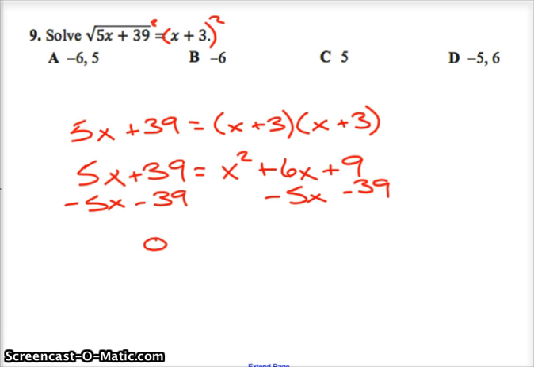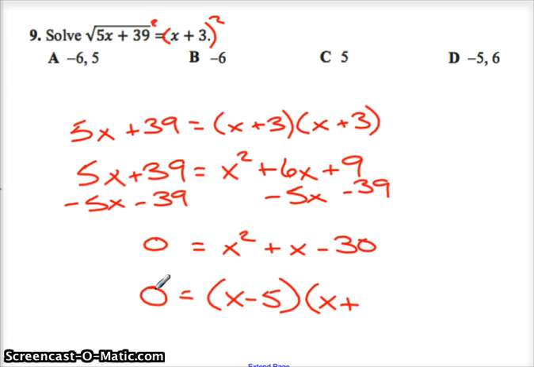So I'm left with 0 equal to x squared plus x, then 9 minus 39 is going to be minus 30. So my next goal is, can I find two numbers that multiply to negative 30 and add to 1? The answer would of course be 5 and 6. I need one negative, one positive, and I want a positive 1x here. So we're going to make it 0 is equal to x minus 5 and x plus 6.